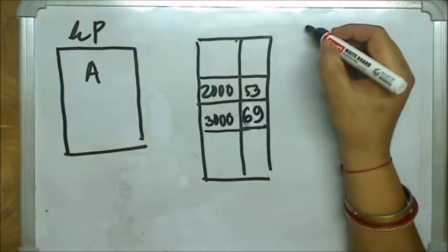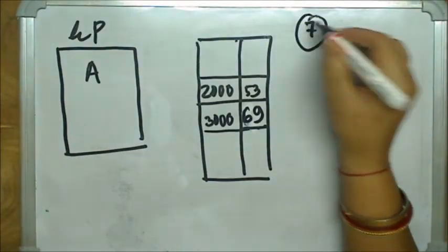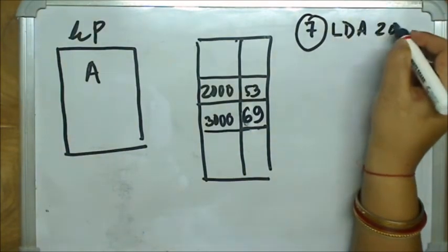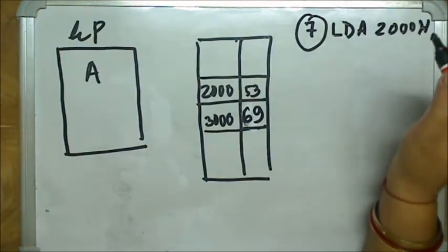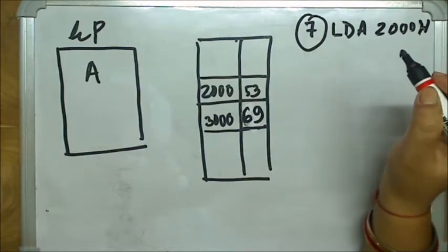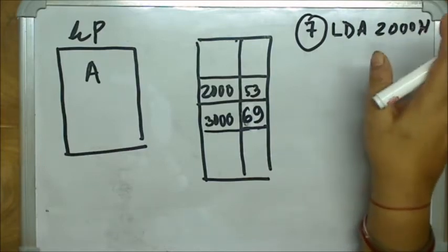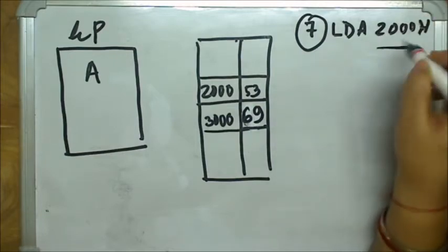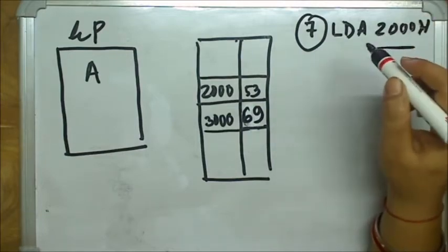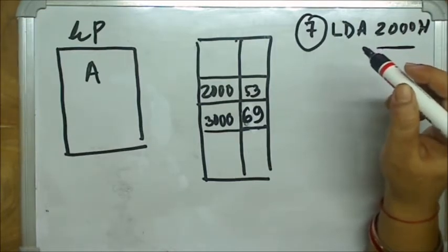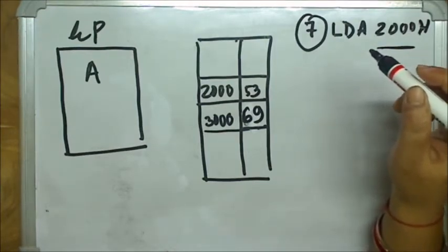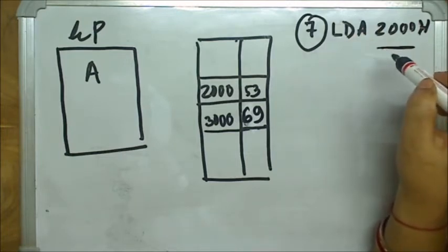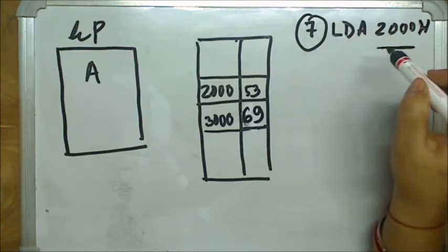Now let us go to the next instruction, that is LDA 2000H. Okay, LDA 2000H. 2000H I have taken as a random value. Okay, now again 2000H. Is this data or address? Since there is no I in the instruction, so of course this is an address. This is not data.